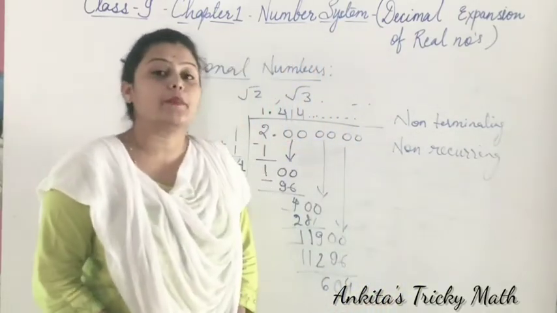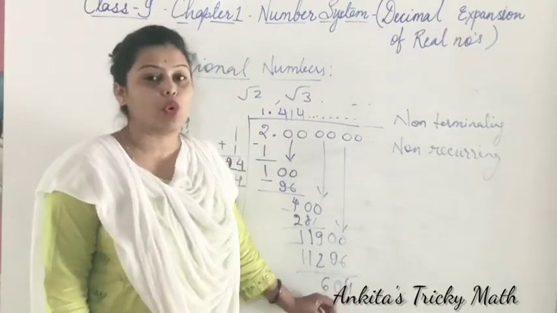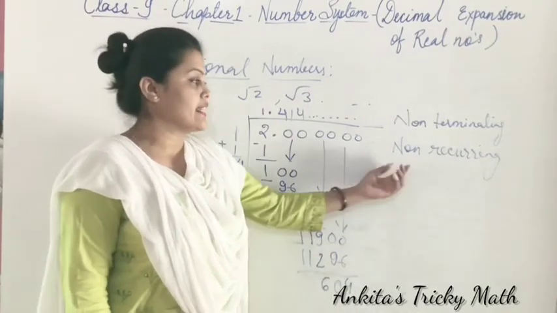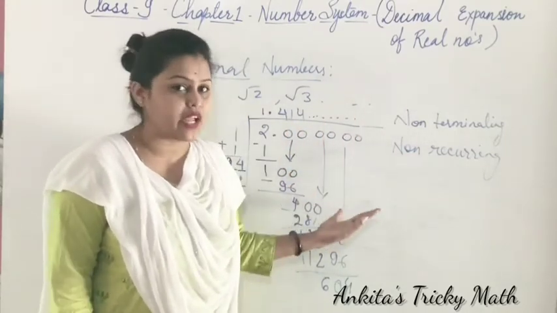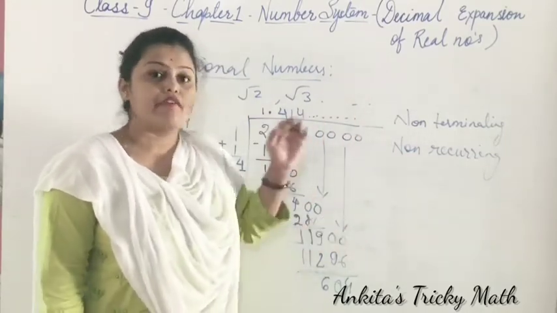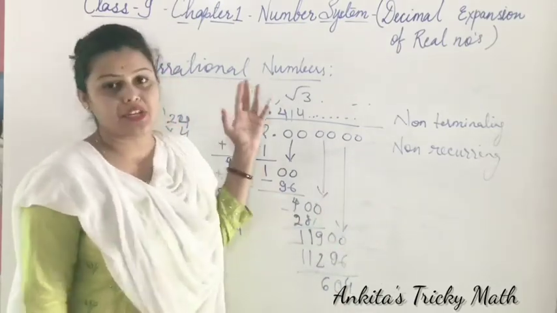That means they cannot be terminated also. Irrational numbers will not terminate. They have no end and they cannot recur also. They will not repeat again and again. So if you find any number which is non-terminating and non-recurring, that means it is an irrational number.